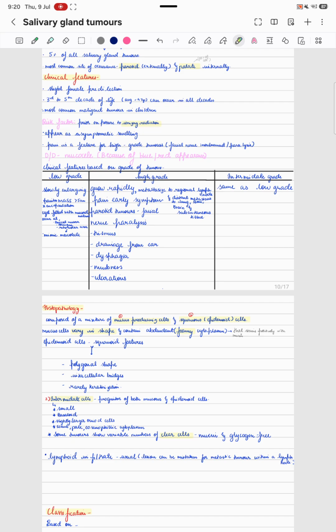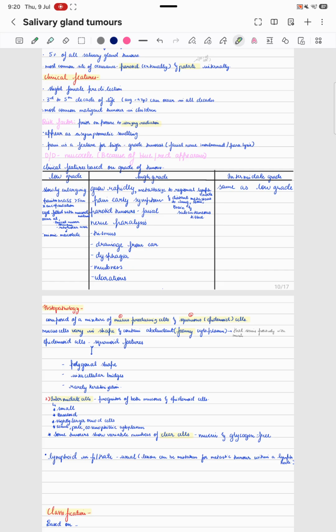Cyst is filled with mucoid material. At this point, it occurs on the buccal mucosa, tongue, retromolar pad and mimics mucocele. So if you're taking a DD of mucocele, it has to be a low grade mucoepidermoid. Then there is intermediate grade, which is same as low grade.